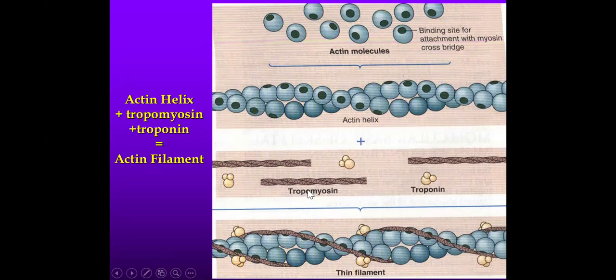After that, tropomyosin as well as troponin also combine, so they make the thin filament. Combined, we can see here this is the actin helix, this is the tropomyosin, and the yellow one is the troponin. So actin helix plus tropomyosin plus troponin equals the actin filament.